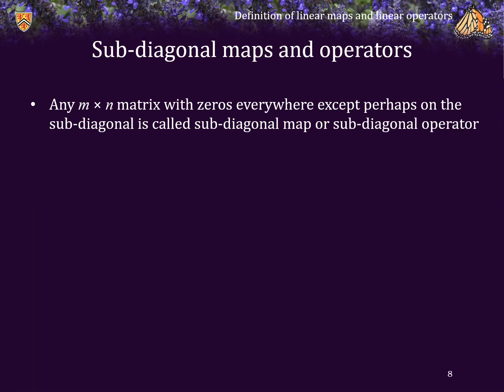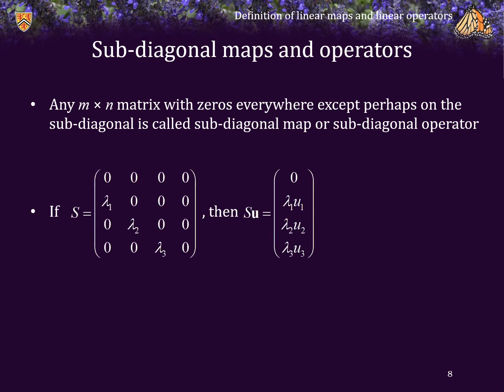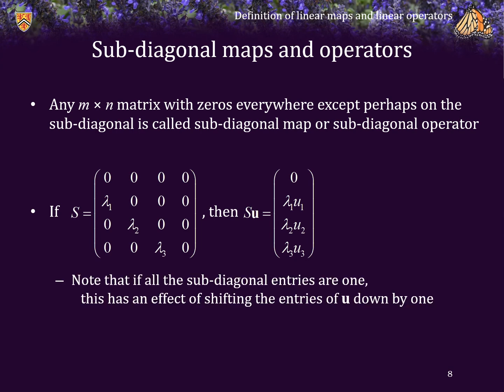Again, if an m by n matrix has zeros everywhere except perhaps on the subdiagonal, then it's called a subdiagonal map or operator. As you can see here, this has the effect of shifting all the entries of u down by 1 and multiplying each of those entries by the corresponding value. If all of the subdiagonal entries are 1, this essentially has the effect of shifting all the entries of u down by 1 entry.